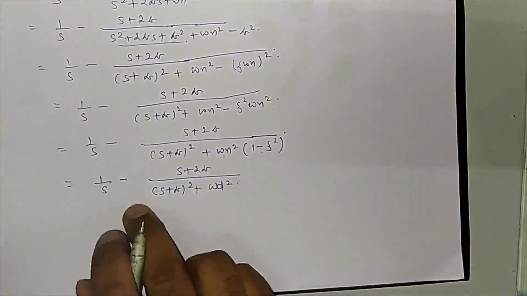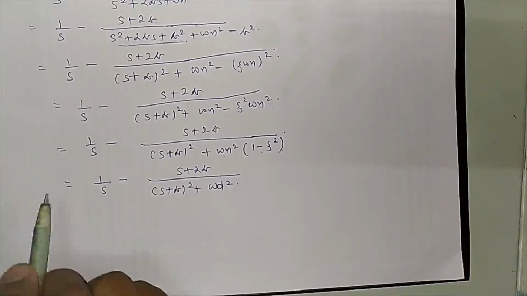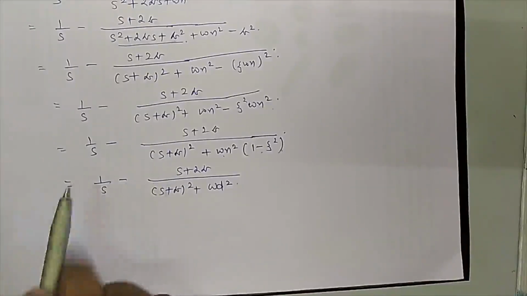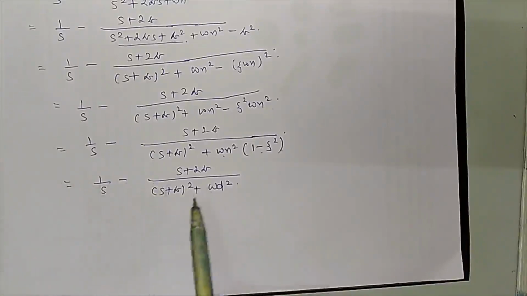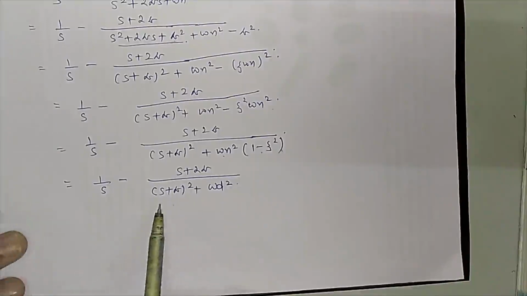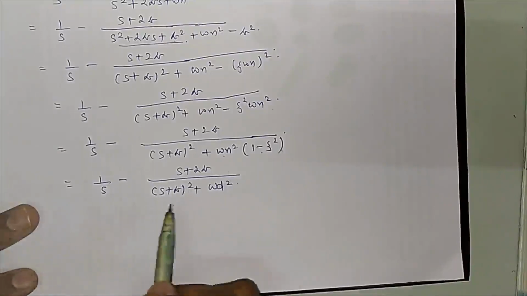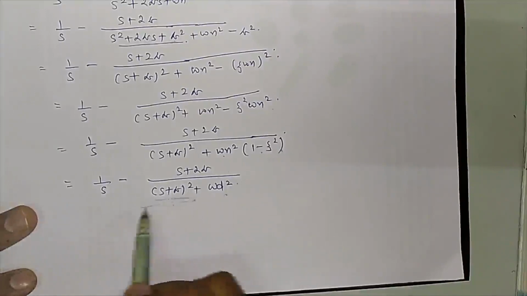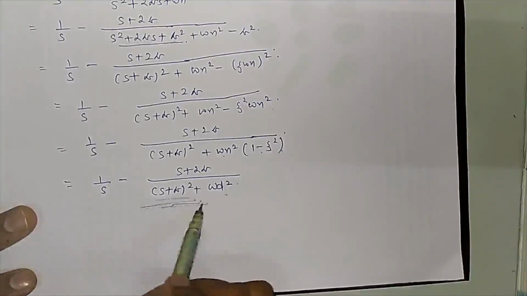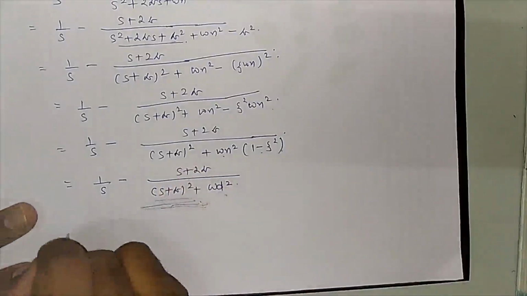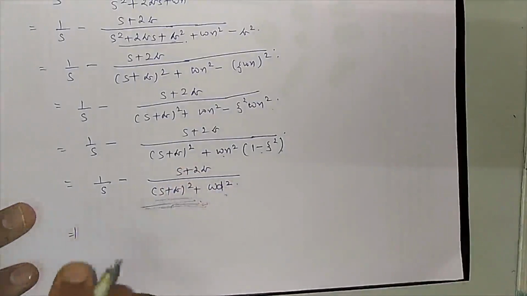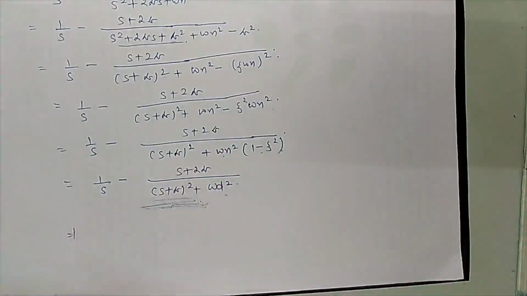Done. Why am I doing so? Because I need to find out C of t. C of t will be found out only when you can take the inverse Laplace. So we need this kind of terminology. It might happen that you will be having a cosine term or sine term, and then you can find out the inverse Laplace.